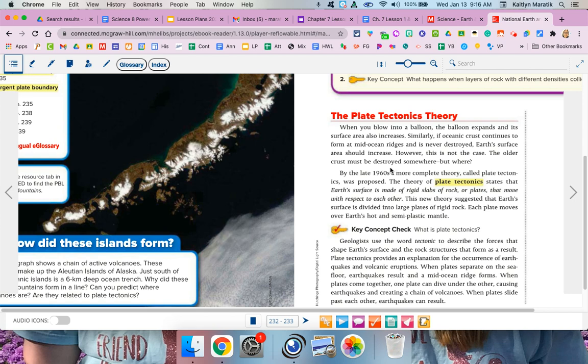When you blow into a balloon, the balloon expands and its surface area also increases. Similarly, if oceanic crust continues to form at mid-ocean ridges and is never destroyed, Earth's surface area should increase. However, this is not the case. The older crust must be destroyed somewhere, but where? By the late 1960s, a more complete theory called plate tectonics was proposed. The theory of plate tectonics states that Earth's surface is made of rigid slabs of rock, or plates, that move with respect to each other. This new theory suggested that Earth's surface is divided into large plates of rigid rock. Each plate moves over Earth's hot and semi-plastic mantle.